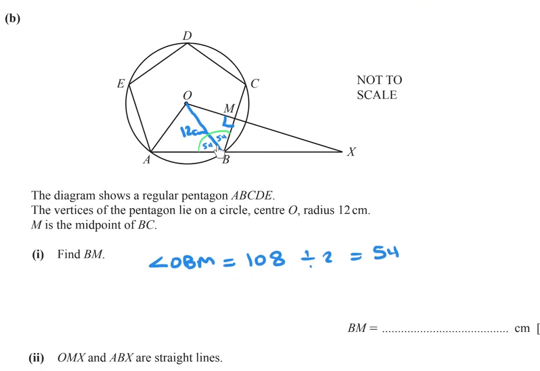Now in this triangle, we have this angle 54, and we need to find the adjacent, and we have the hypotenuse, so we can use cosine of 54. So cosine of 54 equals BM over 12. So BM equals 12 multiplied by cosine 54, which equals 7.05 to 3 significant figures.